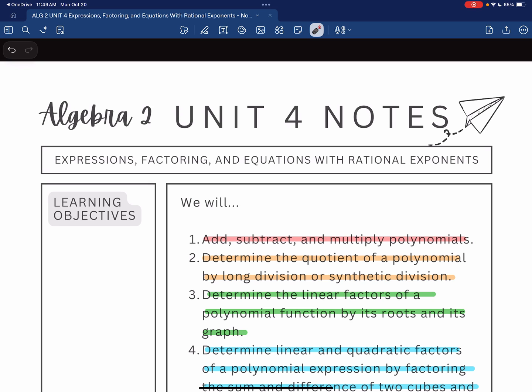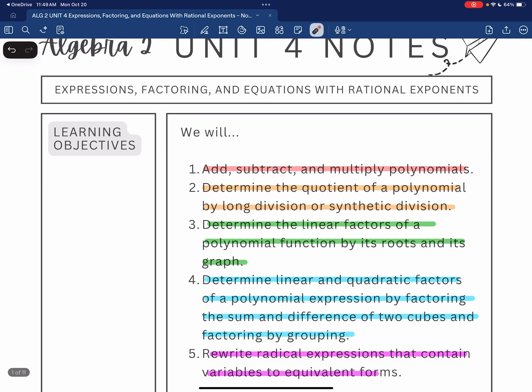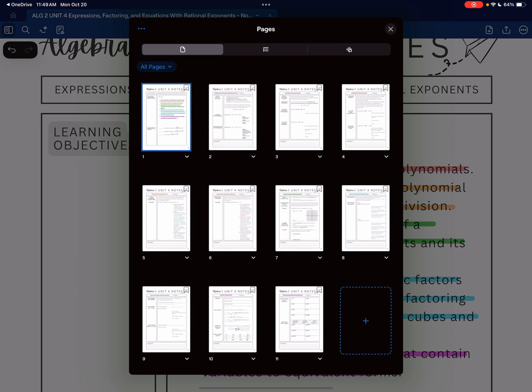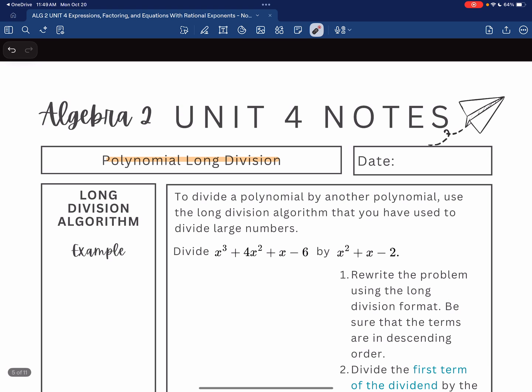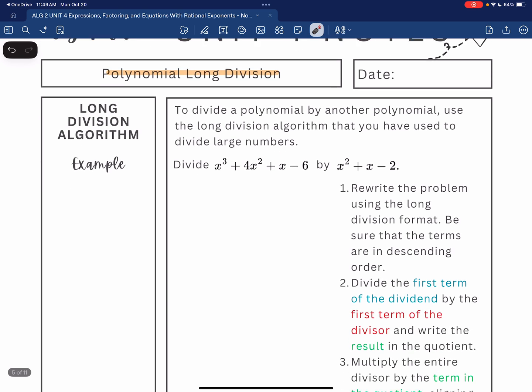In this video, we are in our Algebra 2, Unit 4, where we're looking at expressions, factoring, and equations with rational exponents. And our objective in this video is that second skill, and that's to determine the quotient of a polynomial by long division or synthetic division. So we're on to our very last operation, that is division today.